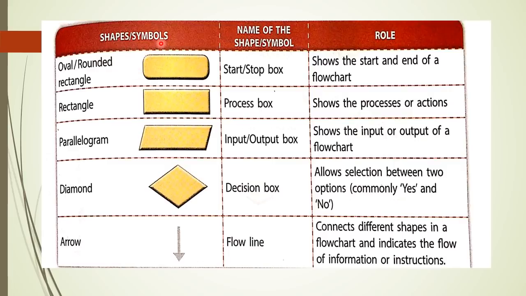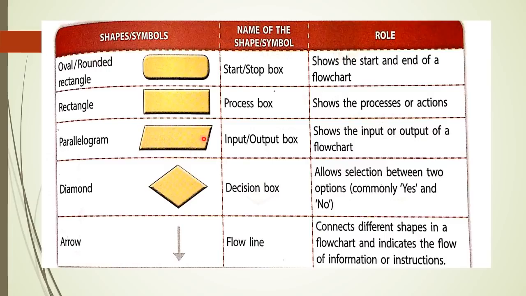It shows the start and end of a flowchart. To start and to end, we use this oval shape or rounded rectangle shape. Next is the rectangle shape, that is the process box. It shows the processes or actions. Whatever calculation you give the computer to process, we use this rectangle shape. To process and to calculate, we use this rectangle shape.